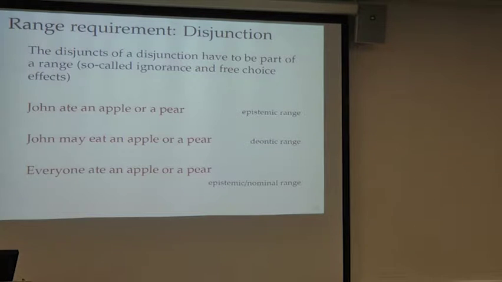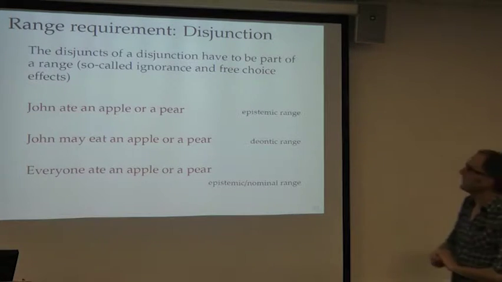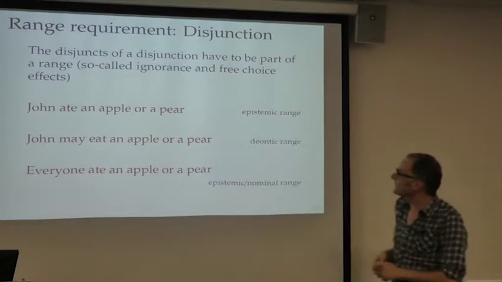The disjuncts of a disjunction have to be part of a range. There's a lot of work about disjunction, and especially about the effects that I describe here, but they're never really described in any sense as a range requirement. But the goal of this slide is to show you that, and basically this is the same kind of thing. It might be a different mechanism that is at the heart of it, but still the effect is that there is a range.